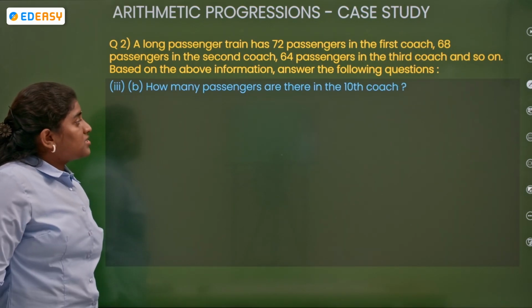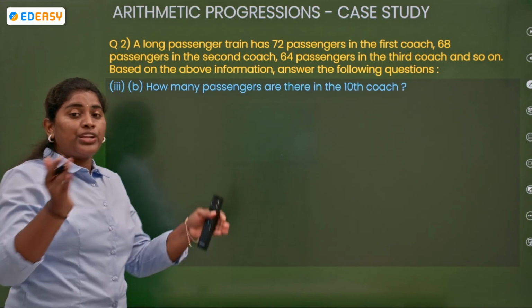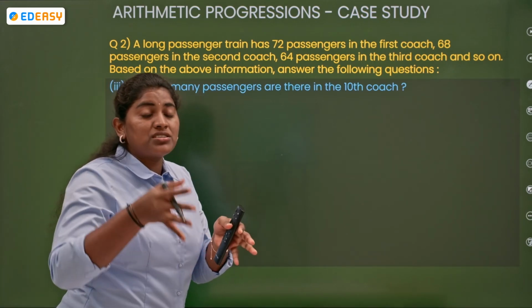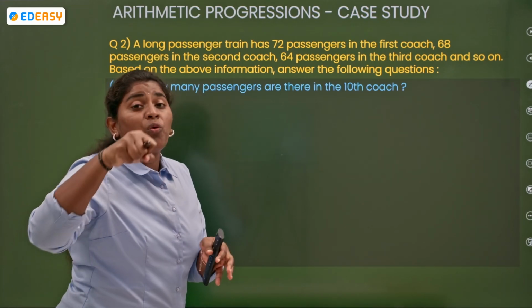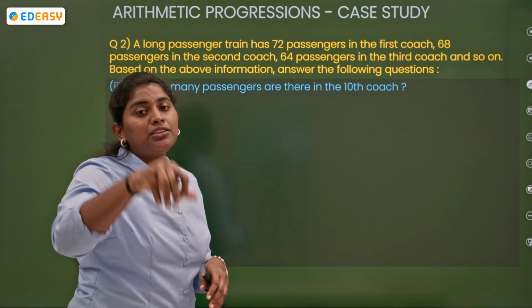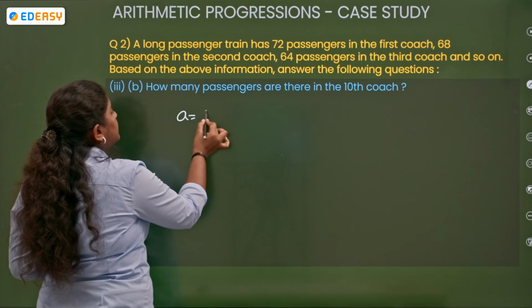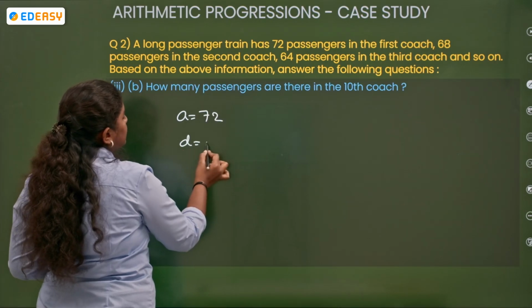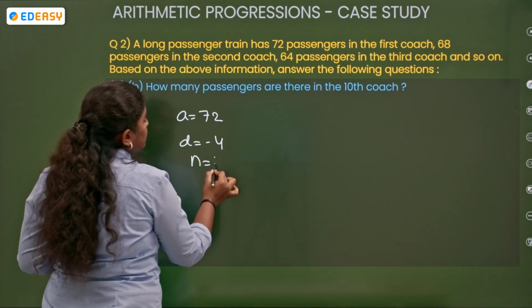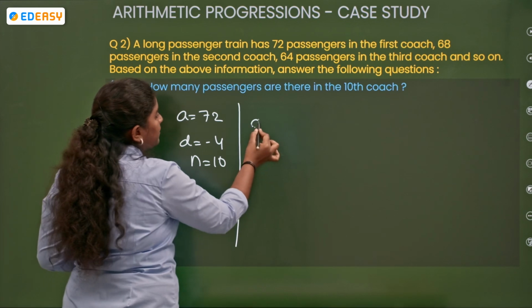How many passengers are there in the 10th coach? So we need to find how many passengers are there in the 10th coach. It means what is the value you are having in the 10th position. That means your 10th term. Now A value is 72, D value is minus 4, N value is 10. Now what will be the An?